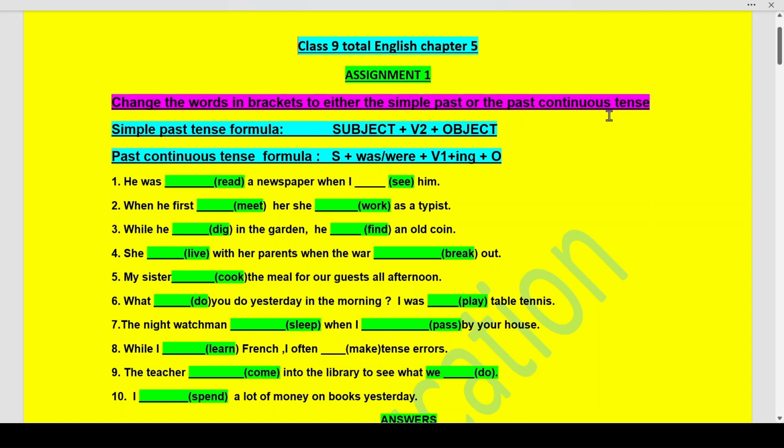Now for this, we need to know the structural formula of simple past tense and past continuous tense. Simple past tense is subject followed by V2 form of the verb followed by the object. Past continuous tense formula is subject plus was or were, indicating that it is in the past tense, followed by the V1 form of the verb, to which we add ing to show that it is in the continuous tense, and followed by the object. So, keeping these two things in mind, we will attempt the assignment.